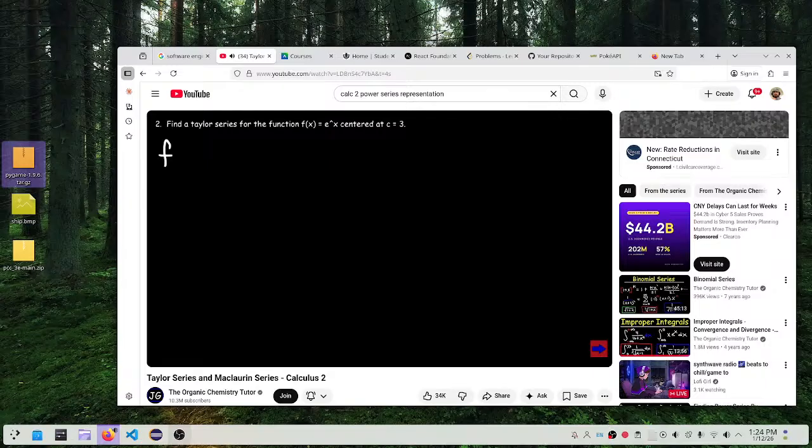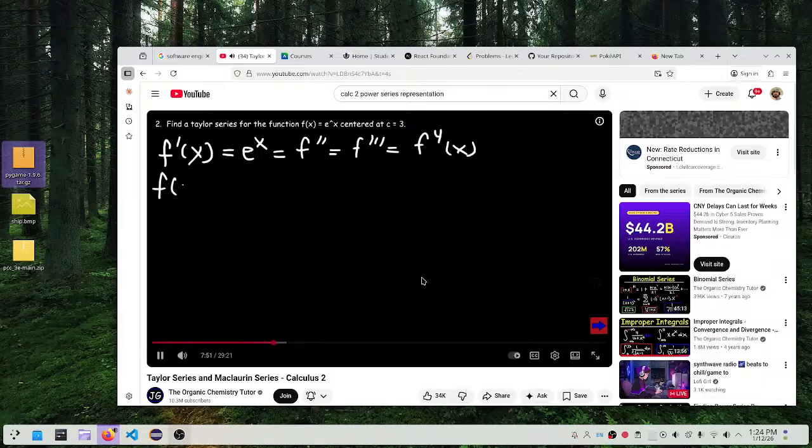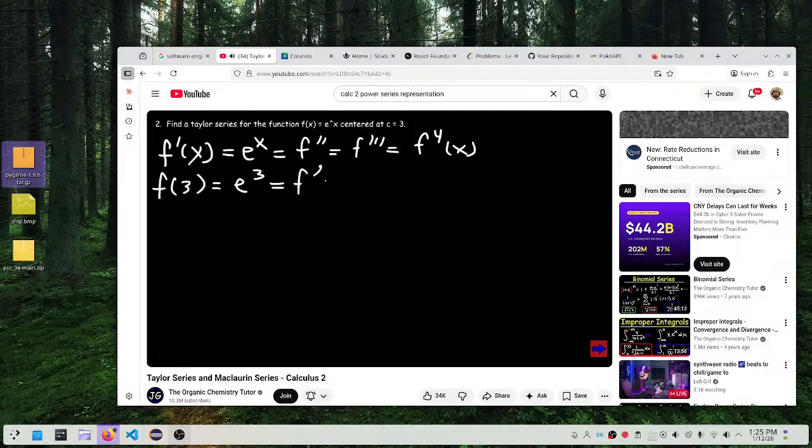Just like before, let's make a list of the function and its derivatives. So we have the function e to the x. The first derivative is going to be e to the x, as well as the second, the third, and the fourth. So all of the derivatives will be e to the x. Now, f of c, which is basically f of 3, that's e to the 3. And that's going to be the same as f prime of 3, f double prime of 3, and all of the derivatives, they will all be equal to e to the third power.